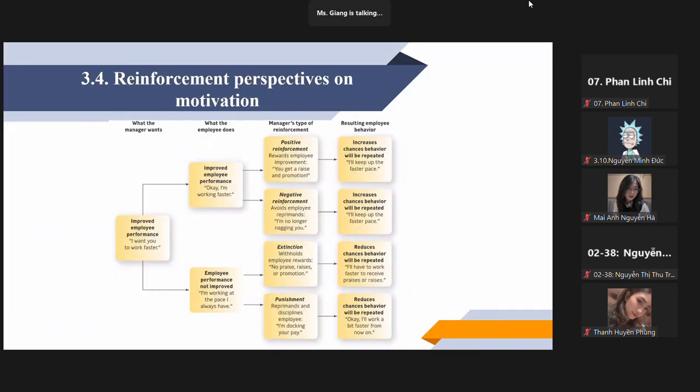So you can see this picture in order to conclude the main idea of the reinforcement perspective. We will have two main approaches. In order to improve employee performance, we will use positive reinforcement or negative reinforcement. And in order to prevent employees from behaving in some ways, we will use extinction and punishment.